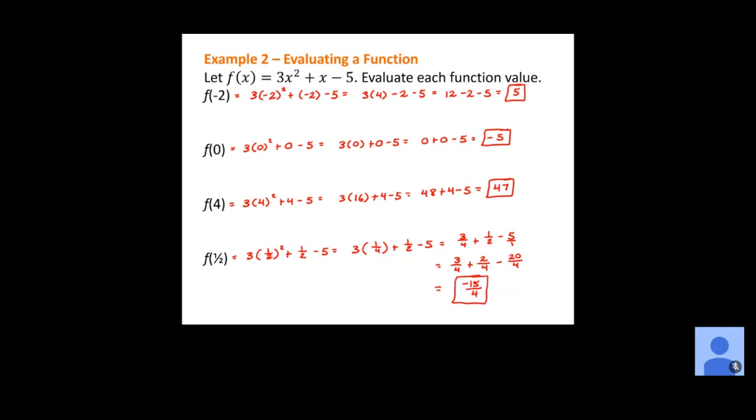Now, feel free to use a calculator to double check yourself on these also. I would also accept a decimal for this one. So in this case, that should give you -3.75.